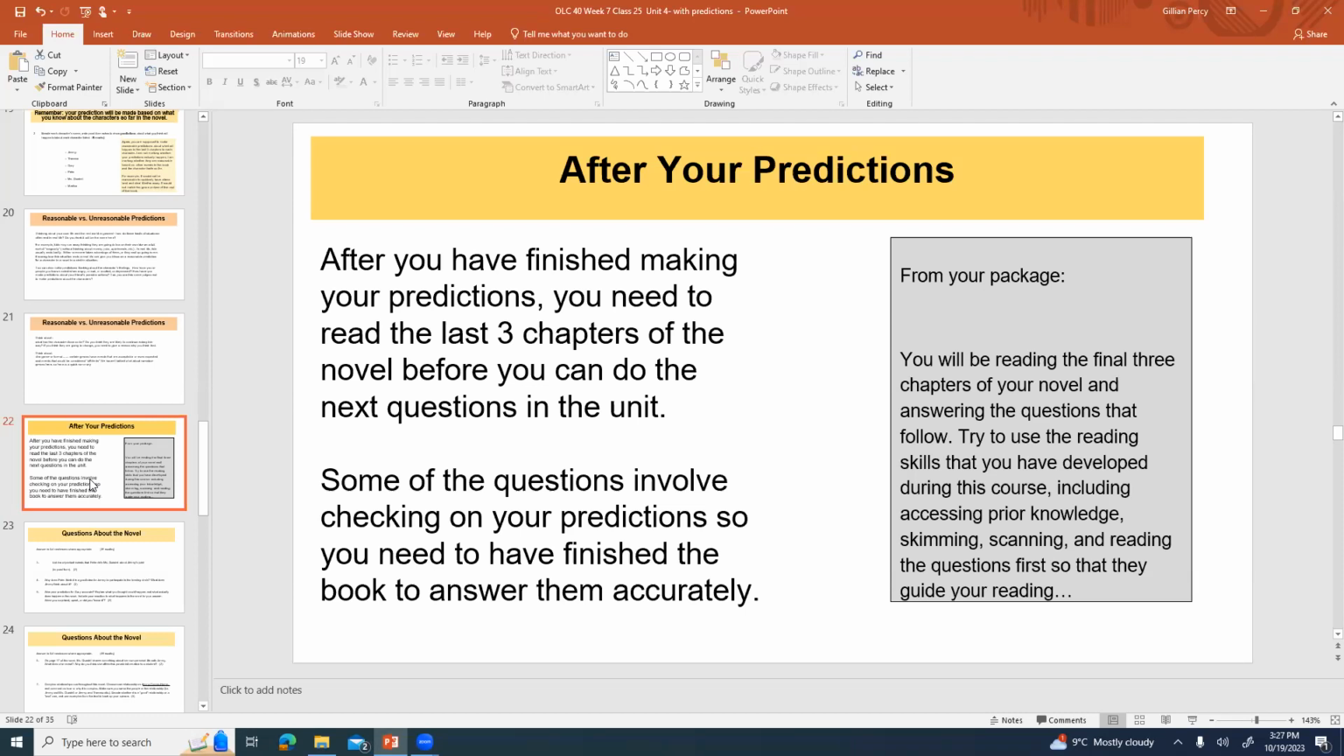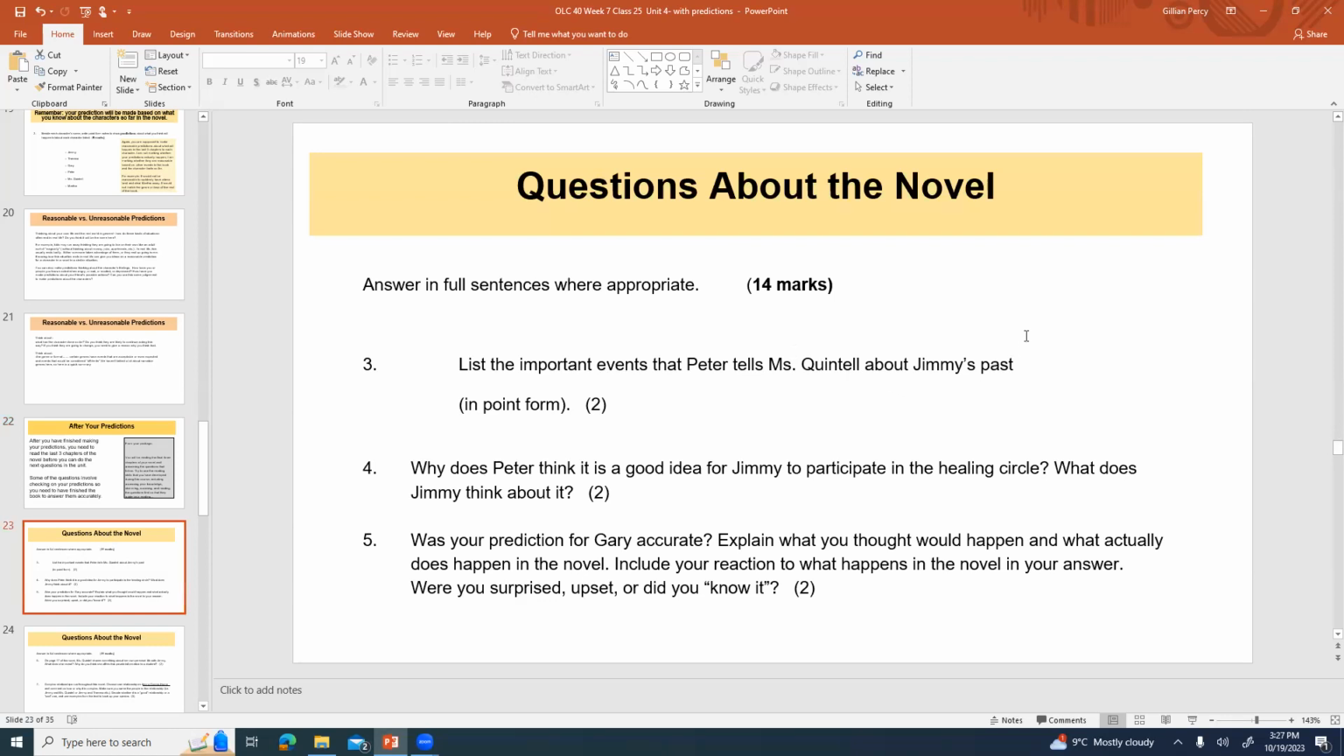It says in the package you'll be reading the final 3 chapters of your novel and answering the questions that follow. Try to use the reading skills that you've developed during this course, including accessing prior knowledge, skimming, scanning, reading the questions first so they guide your reading. Okay.